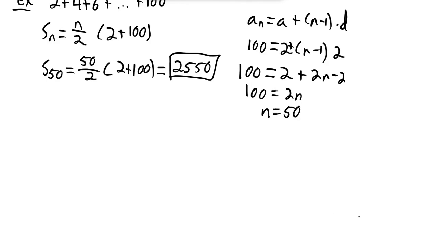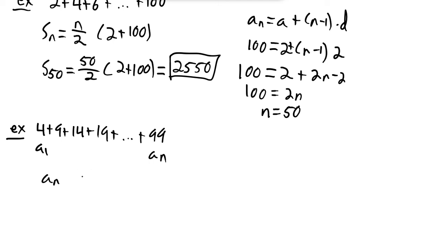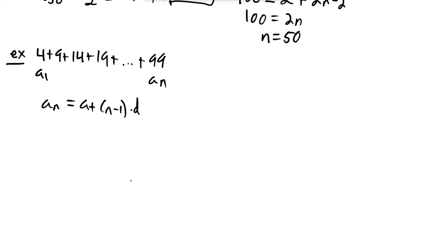Let's do another one of these. Let's say you have 4 plus 9 plus 14 plus 19 all the way up until 99. Now we don't know the number of terms, and we could try counting it out, but it's going to take forever. So let's do this the way that we just saw. We'll call this one a1 and this an. So our formula is a sub n is equal to a plus n minus 1 times d. And now let's put in everything we know.